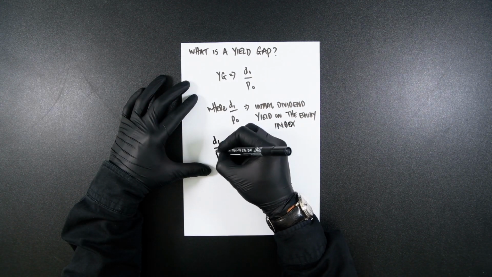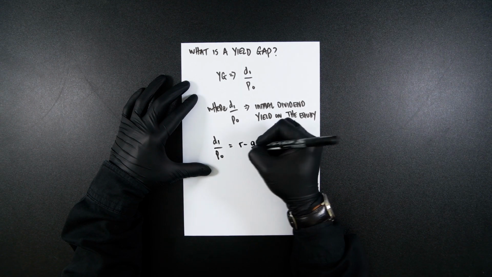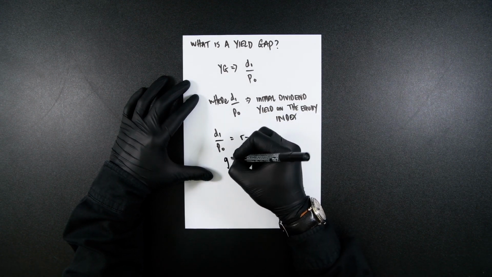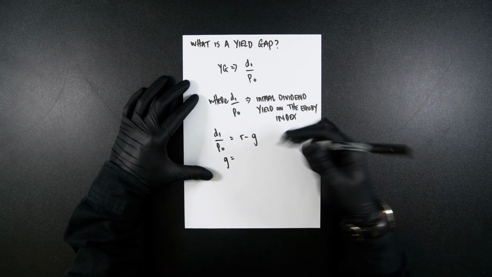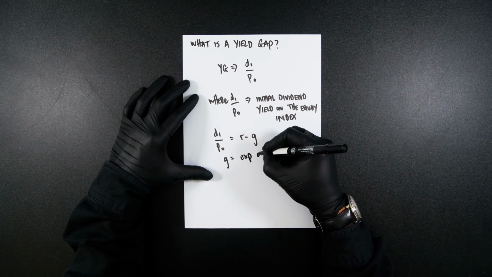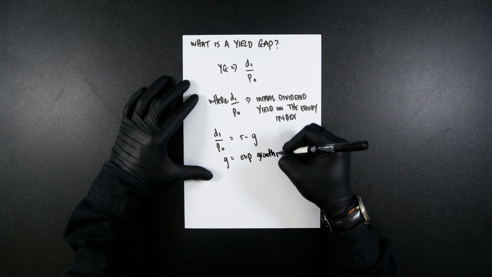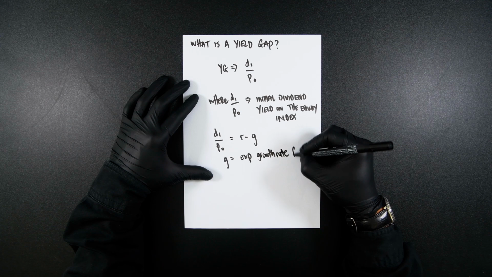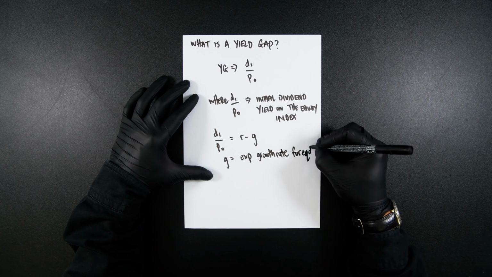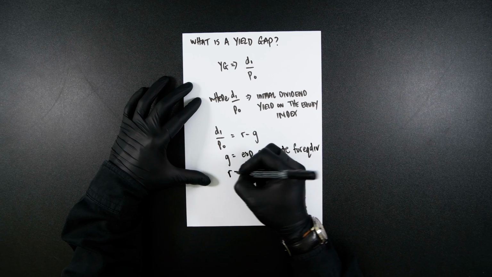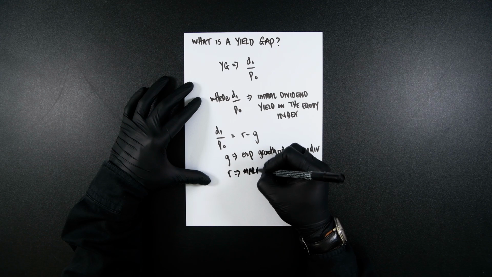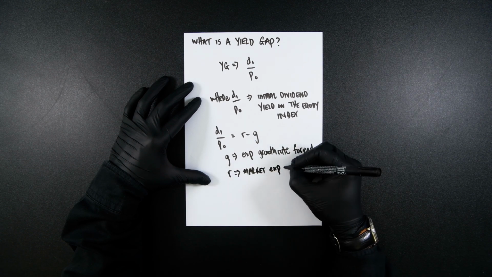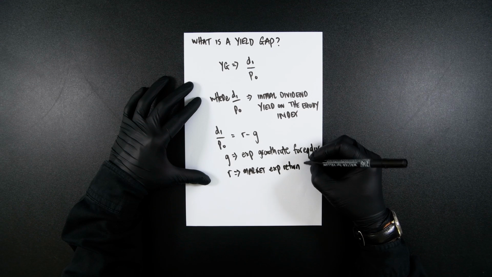D1 over P0 would equal R minus G. G is the market's expected growth rate for equity dividends. And R is the market's expected return for equities.